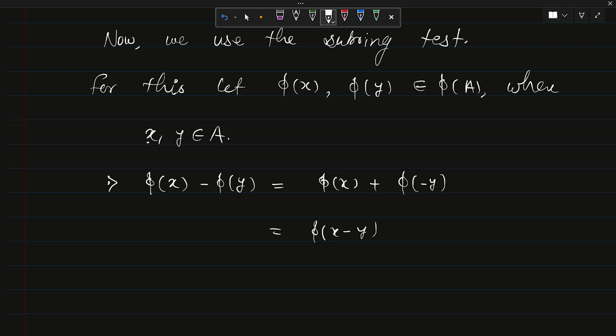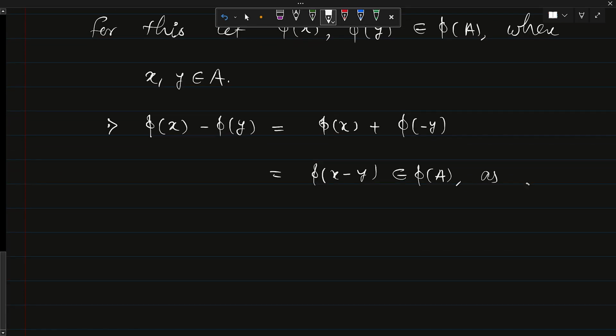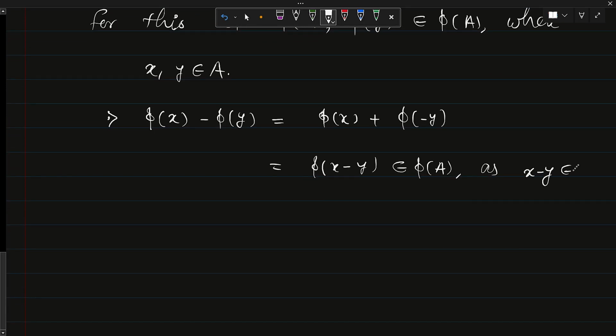Now look at the scenario. यहाँ पर x और y दोनों ही A सबरिंग के एलिमेंट है, तो x minus y भी सबरिंग A का ही एलिमेंट होगा, और जब x minus y सबरिंग A का एलिमेंट है तो इसकी phi में phi of A का एलिमेंट बनेगी. So this is an element of phi of A as x minus y is an element of A. ठीक है, अगर x minus y A का एलिमेंट है तो इसकी phi इमेज phi of A से बिलोंग करेगी. So we are having that phi of x minus phi of y is an element of phi of A.